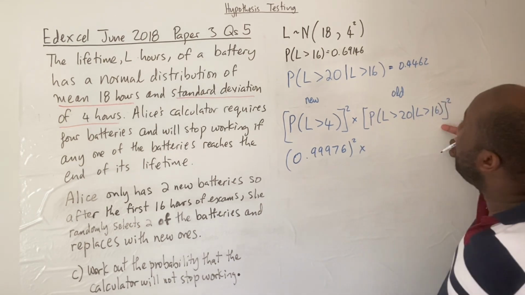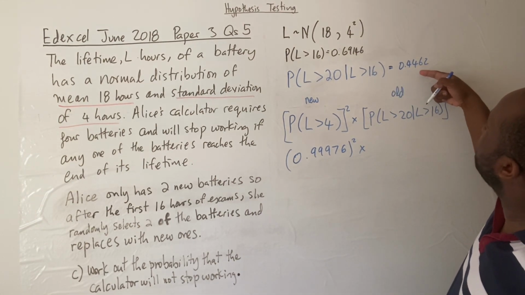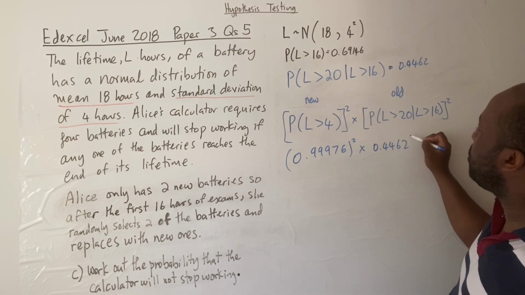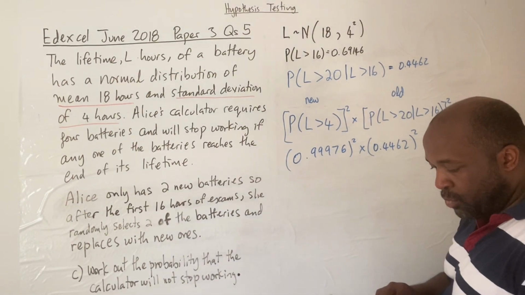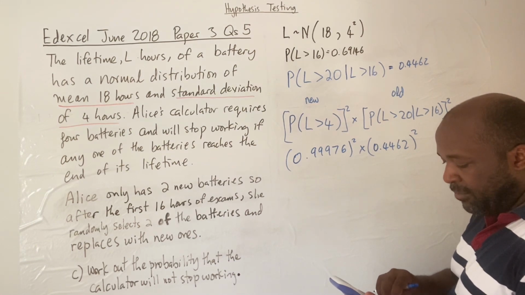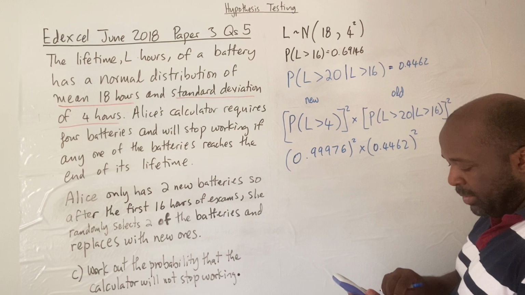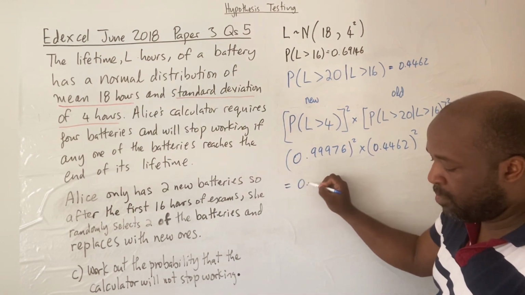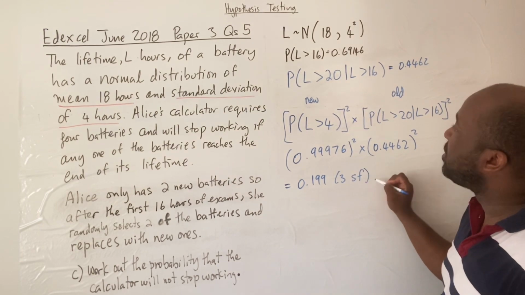We're going to multiply this by the answer that we've previously gotten, which is going to be 0.4462, and that's going to be squared. So we can go to 0.99976 squared times 0.4462 squared, and we're going to get 0.199, to 3 significant figures.